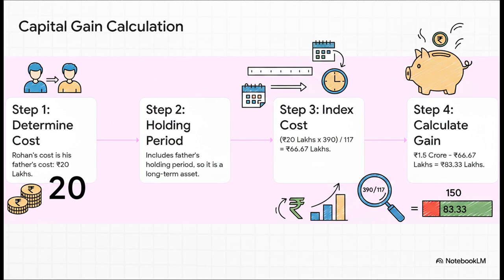Third, we compute the index cost. We take that original 20 lakhs and adjust it for inflation using the CII, which brings the cost up to about 66.67 lakhs. And finally, we calculate the capital gain. Take the sales price of 1.5 crores, subtract the index cost, and we get a taxable capital gain of 83.33 lakhs. See how that works?